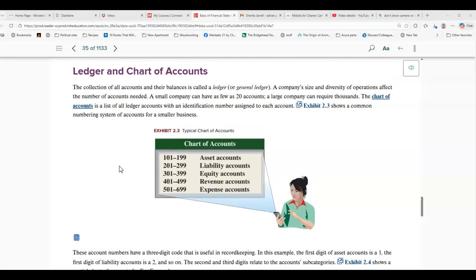If you can look at any account, and if you know the account number, then you know what it is: asset, liability, equity, revenue, or expense. And if you are creating a chart of accounts, if you know what that account is, then you know how to number it.